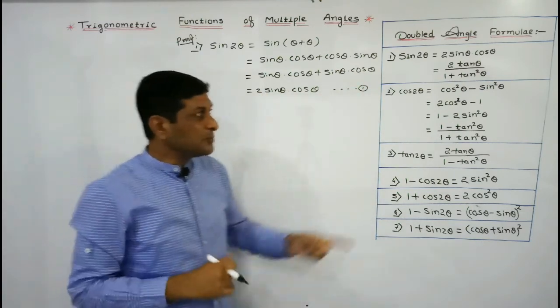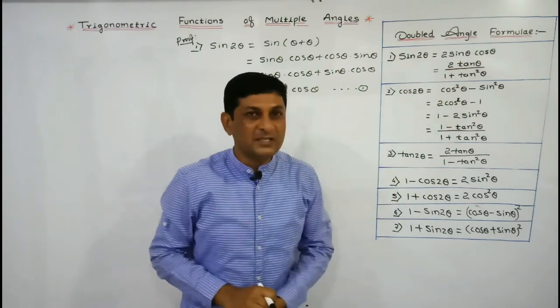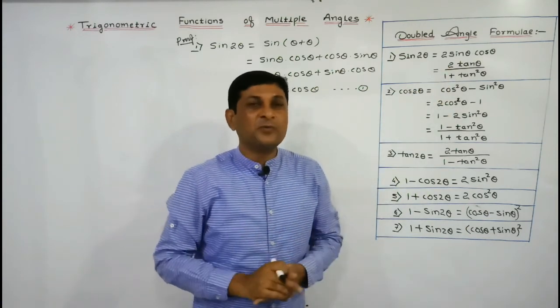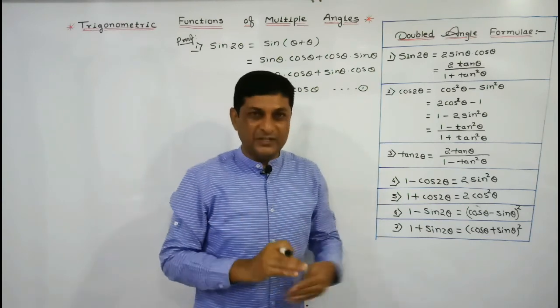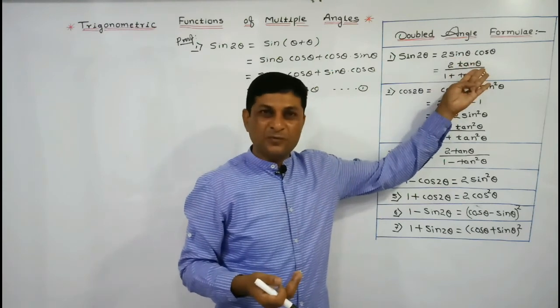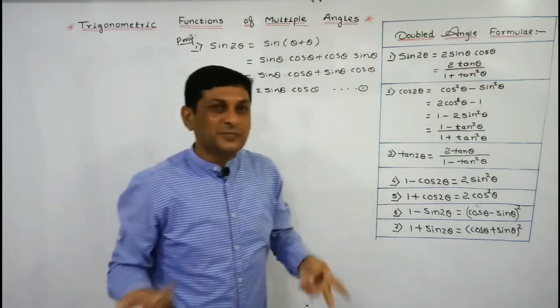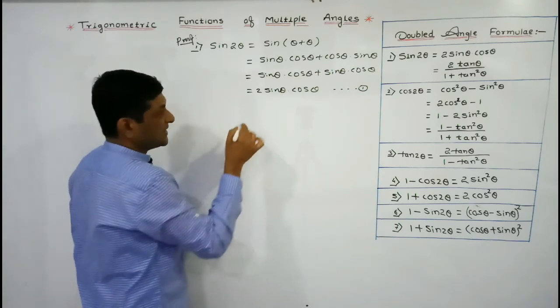Now let us try to prove the second value of sine 2 theta, that is 2 tan theta upon 1 plus tan square theta. Which formula we have to apply while solving an example? That depends on the given condition. Means if your required result is in terms of sine and cos, use the first formula. If our required result is in terms of tan, then use the second formula. So well, now let us try to prove the second formula.